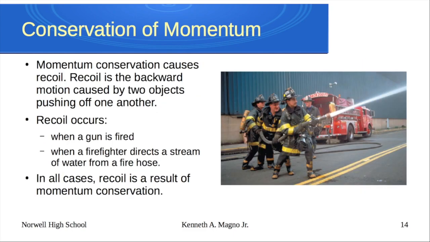So recoil is related to momentum conservation for objects that are initially at rest. Like when you fire a gun, the gun and the bullet are both initially at rest, no momentum. You pull the trigger, an explosion happens, the bullet wants to go in one direction, and the gun recoils in the opposite direction because they have to have equal but opposite momentums to balance out to zero. It just happens that the gun has a lot more mass than the bullet does.